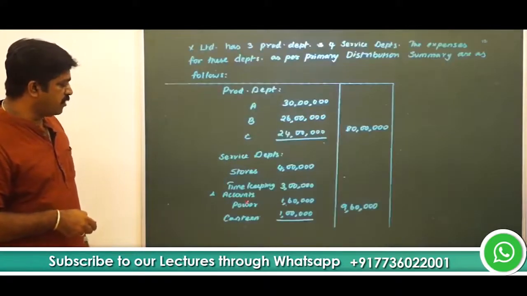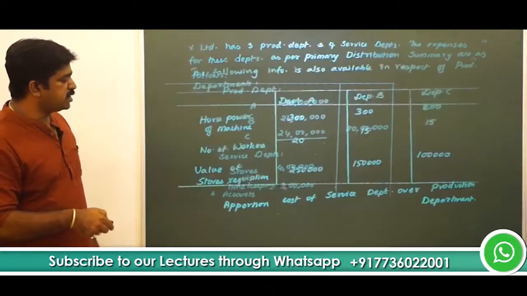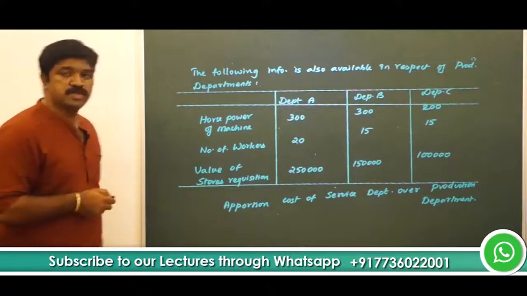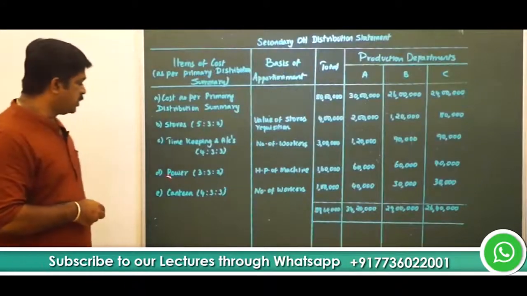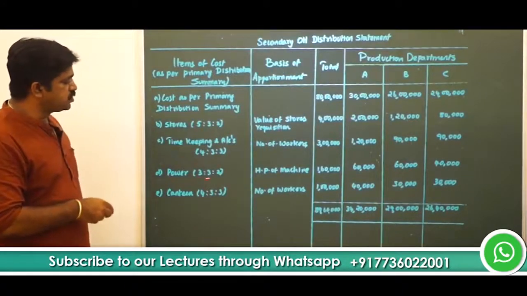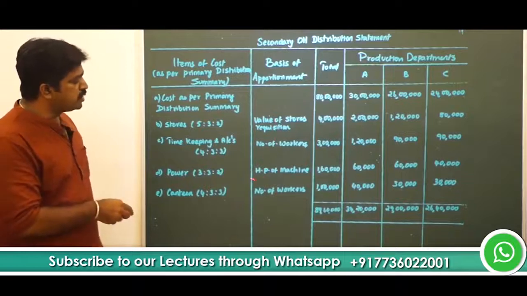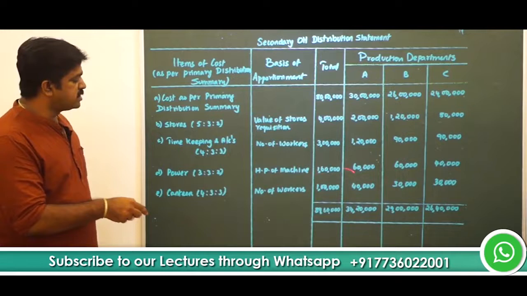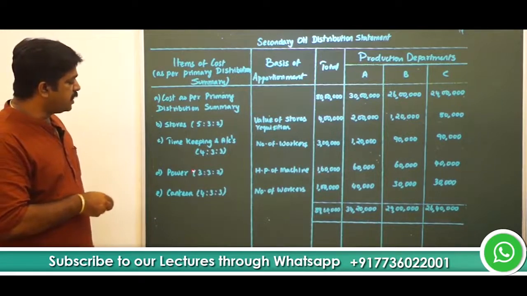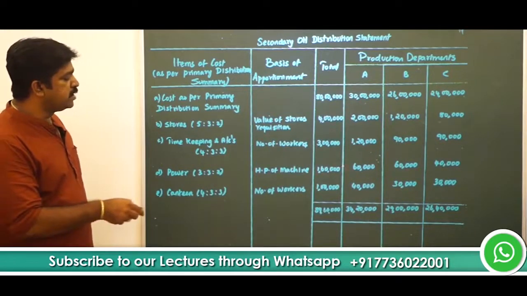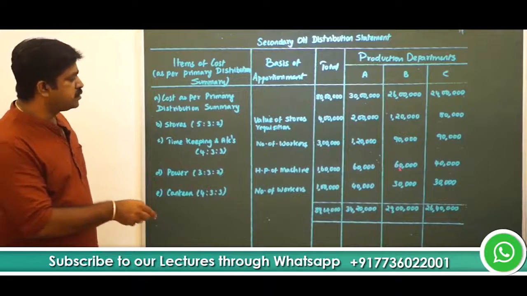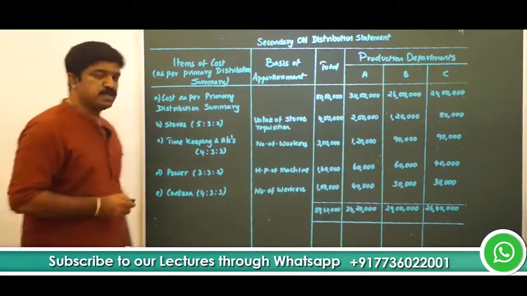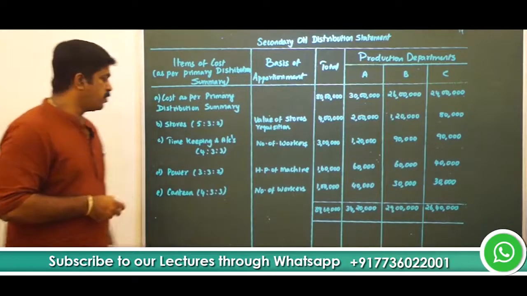What is the next item we have? Power, 1,60,000, which has to be apportioned on the basis of horsepower, which is 3 is to 3 is to 2. So let's put that here. Power ratio is 3 is to 3 is to 2. Basis of apportionment is horsepower. Total is 1,60,000. So 1,60,000 divided by 8 multiplied by 3, you get 60,000. Same, 1,60,000 divided by 8 multiplied by 2, you get 40,000. In this way, we have apportioned the power cost.